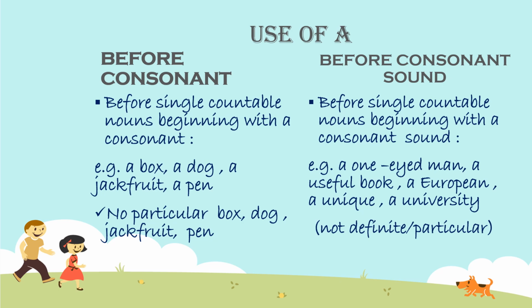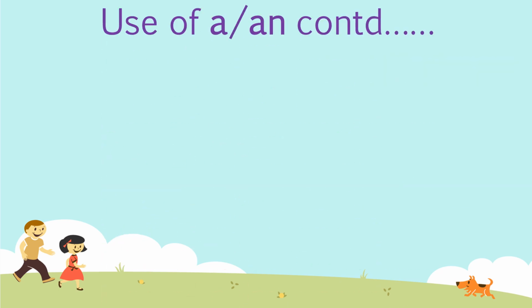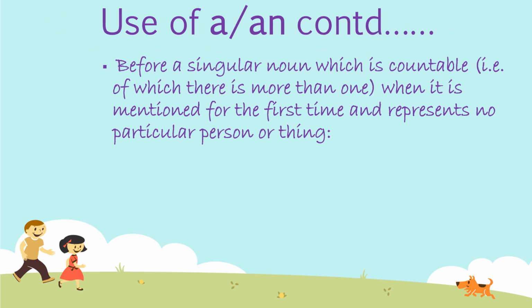Here also we are not talking about a definite or particular thing. Now let us see the other uses of a and an. A and an, as I have told you earlier, are indefinite articles. So they are used before indefinite things.